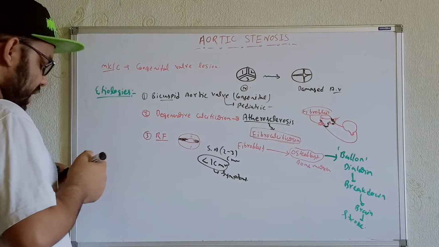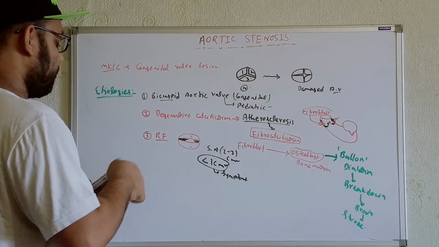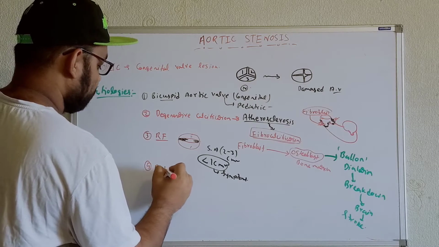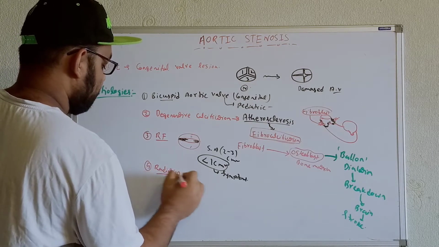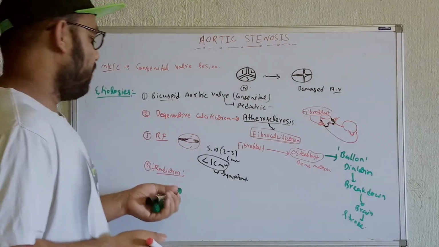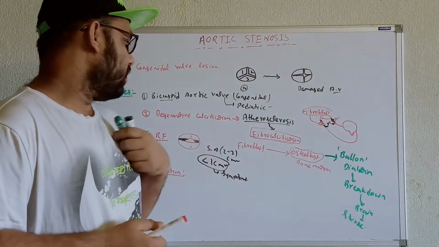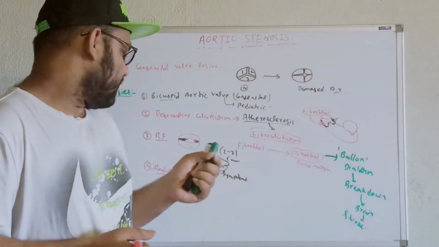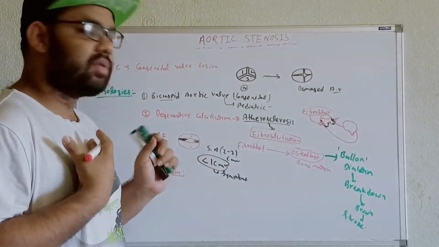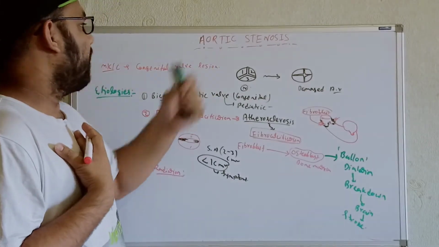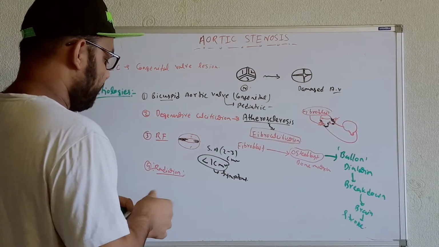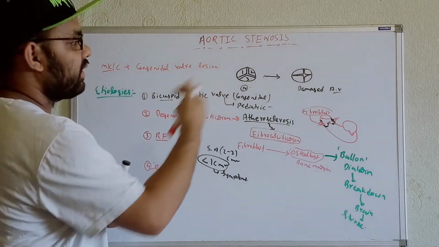And the fourth group of etiologies is radiation. When we are talking about radiation, for example, an individual who is having Hodgkin lymphoma or breast cancer, in these cases there is a chance on the mediastinal side. Whenever we are doing radiation on the mediastinal side, there is a chance of having aortic stenosis from there. The different kinds of products secreted from the tumor cells can go over here and cause damage.